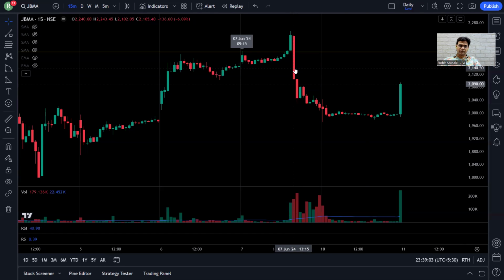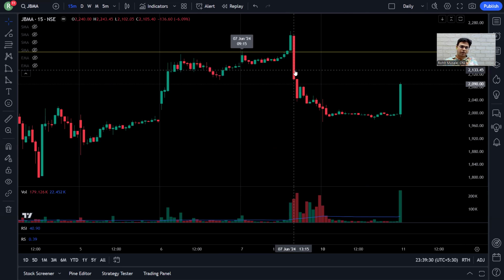And look what happened next. 6% crash in 15 minutes. Okay, now I can't control that. I just kept my stop loss and it hit my stop loss, got me out of the trade. So I lost 3% here. My position size was 5%. So 5% multiplied by 3%, that is 0.15% of my portfolio is what I lost on this trade.